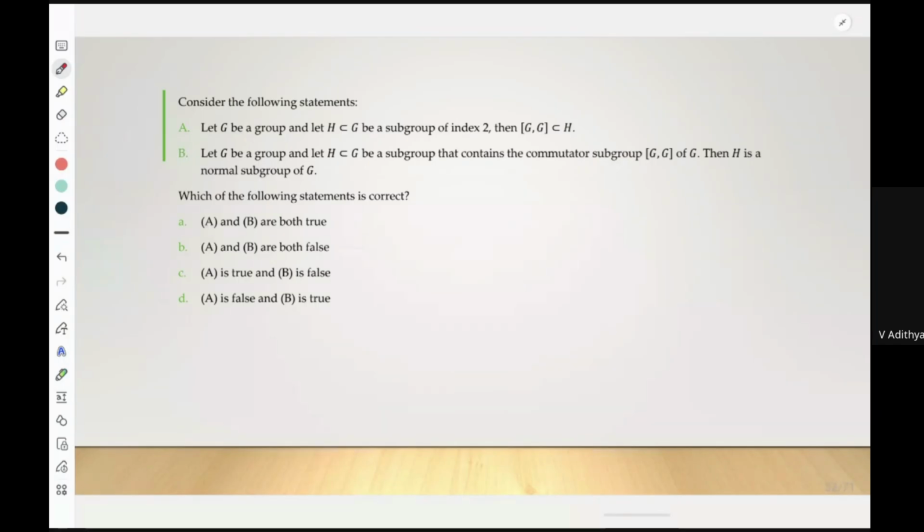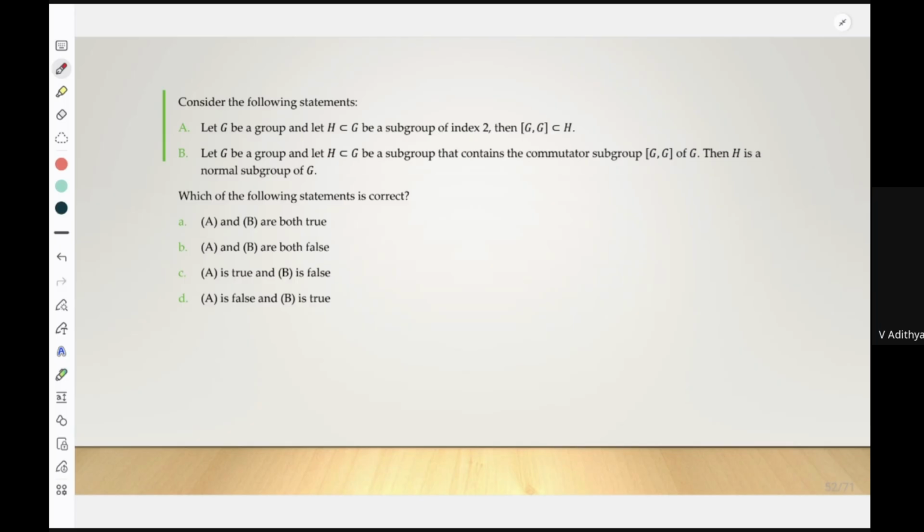Anyways, so now consider the following statements. Let G be a group and let H be a subgroup of index 2. Then, the bracket [G, G] denotes the commutator subgroup. Does everyone know what the commutator subgroup is? No, sir, I don't know.